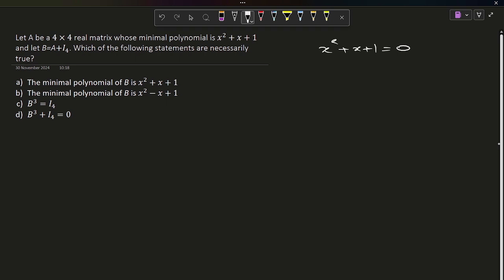So let B be A plus I4. Then which of the following are necessarily true? That's a very easy question. We know that x square plus x plus 1 equals to 0 is coming from x cube minus 1.